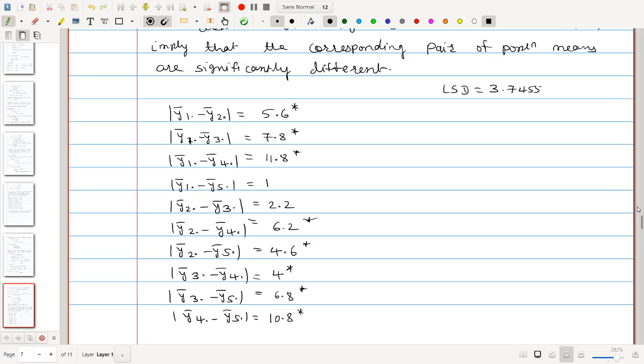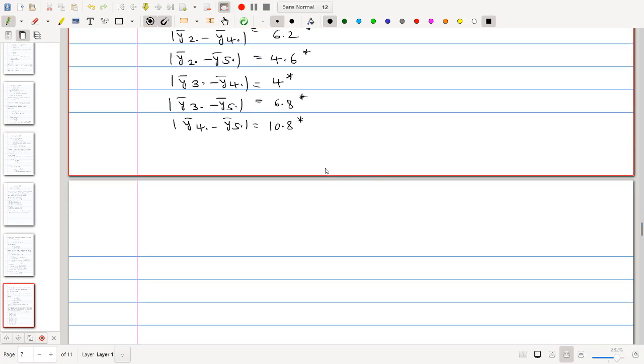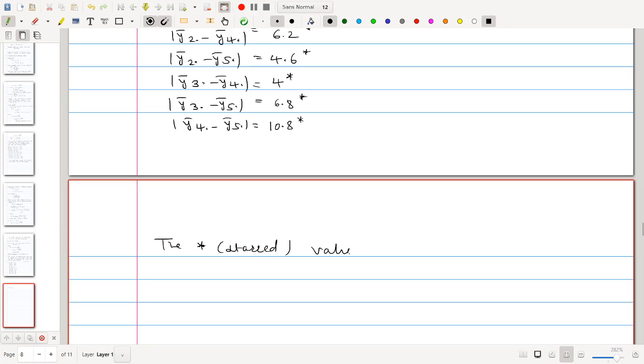This type of conclusion we can draw by using a single test statistic, which is the least significant difference. So the starred value indicates the corresponding pair of treatment means are significantly different.